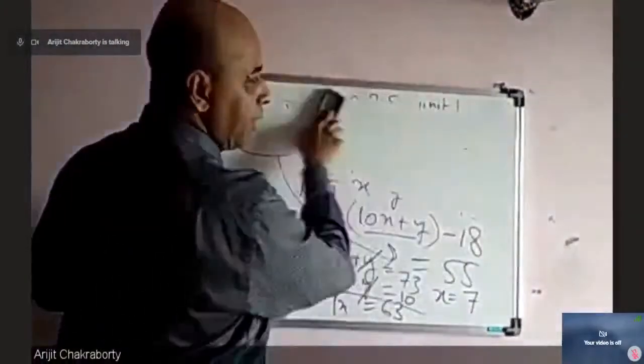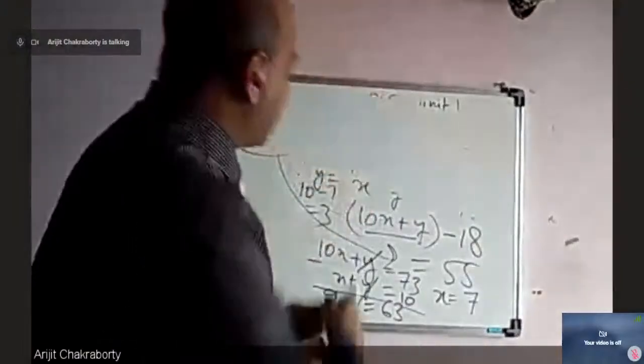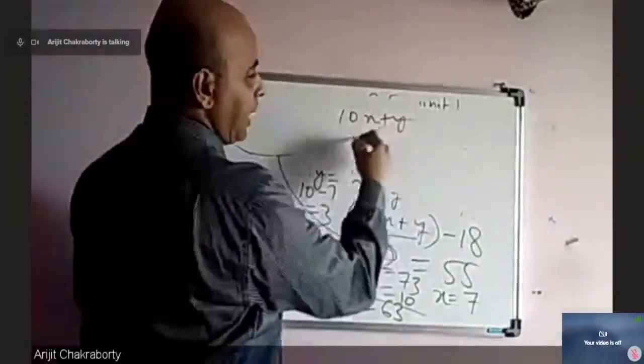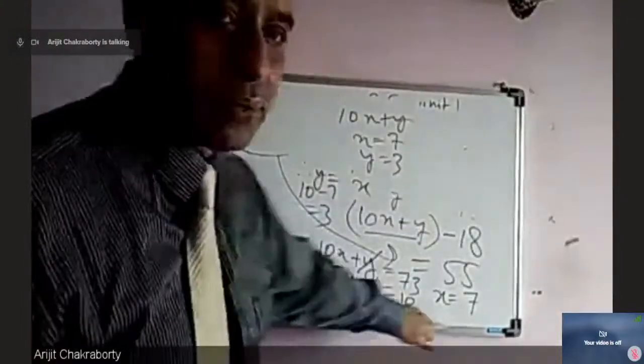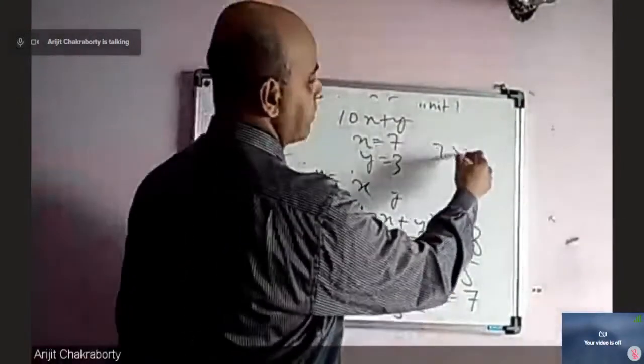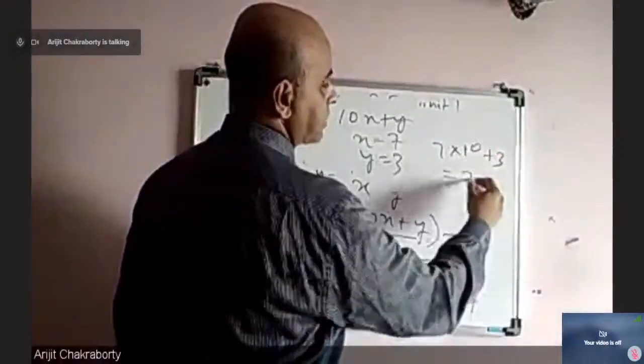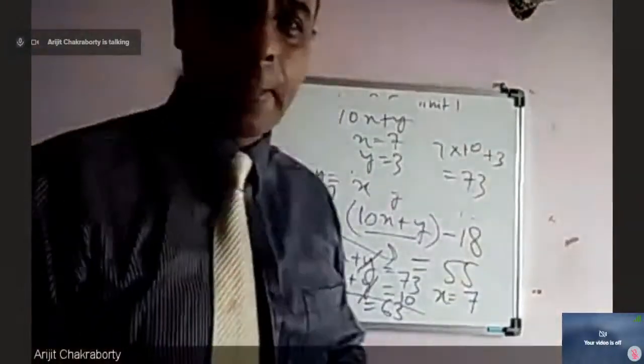The number is 10x plus y, and x is equal to 7, y equal to 3. That is what we have got. So the number is 7 into 10 plus 3, that is 73. I hope this is clear. This is the first example which I wanted to do.